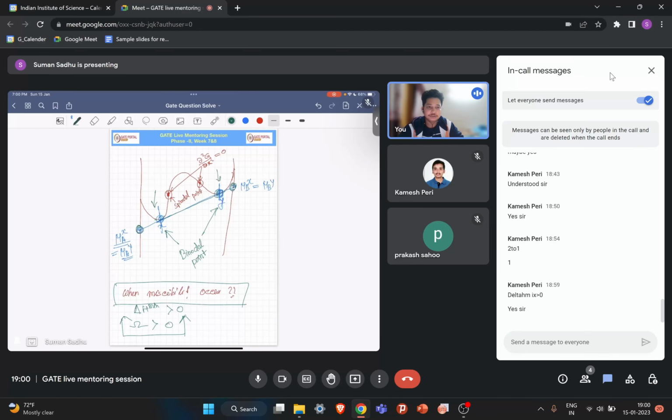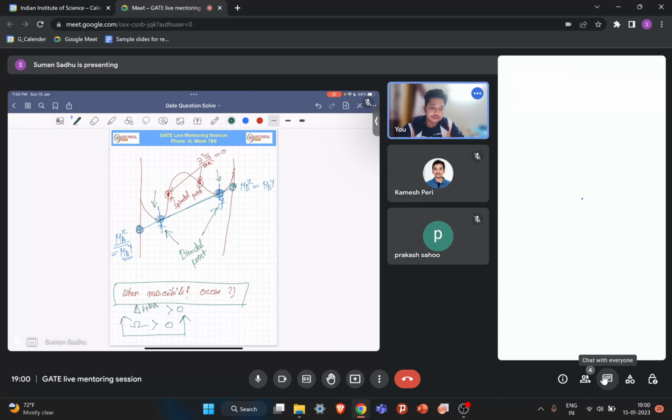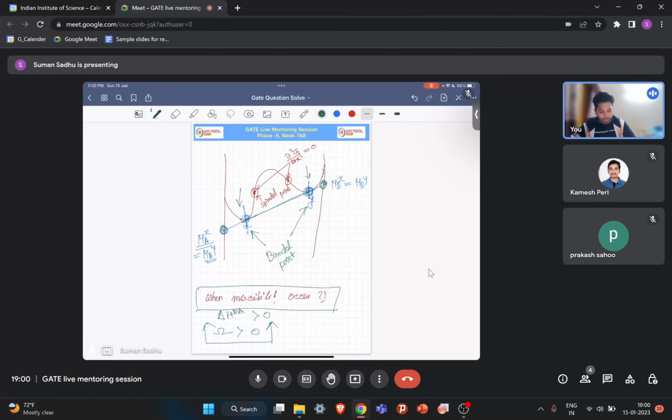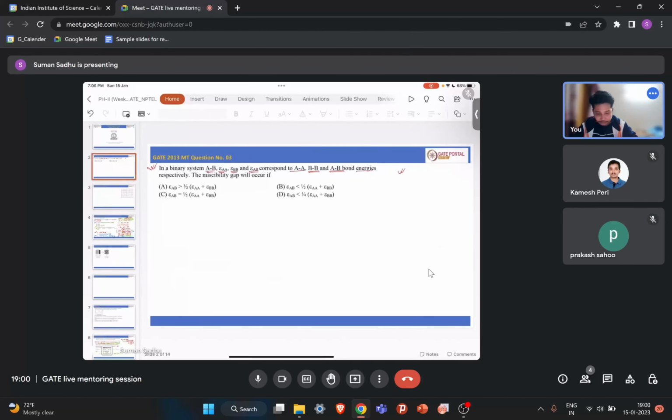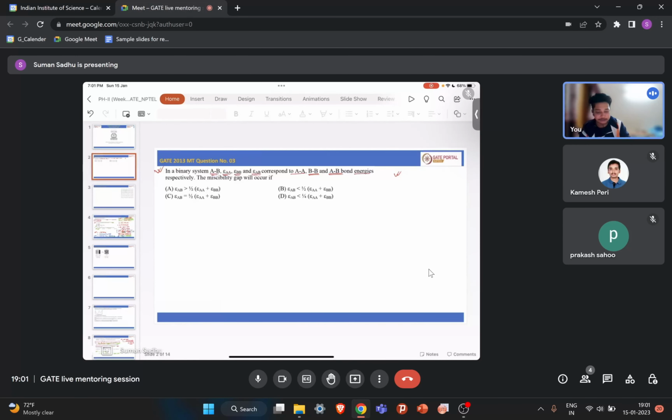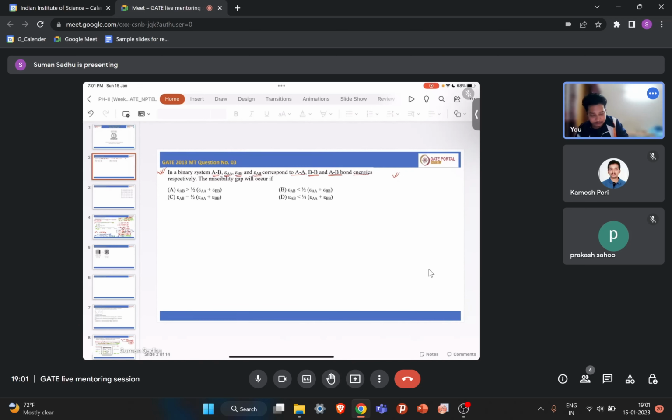Before solving those questions, it is important. Okay, so everyone is okay with it, right? So now let us move to the questions and solve these two. This is question number 3 of GATE 2013. In a binary system AB, epsilon AA, epsilon BB, epsilon AB correspond to the bond energy of AA, BB, and AB type of bond. The miscibility gap will occur if, and 4 options are given.